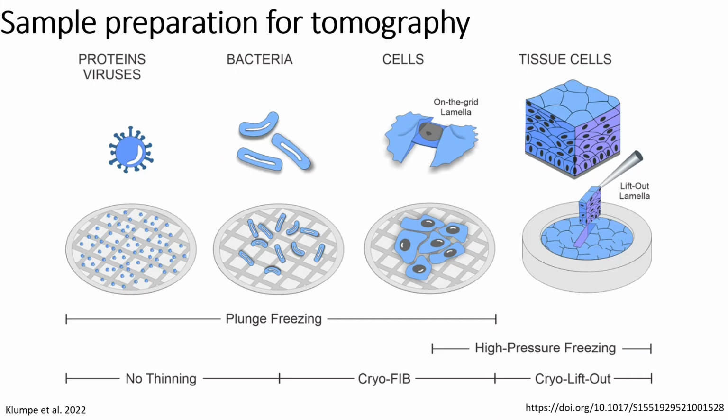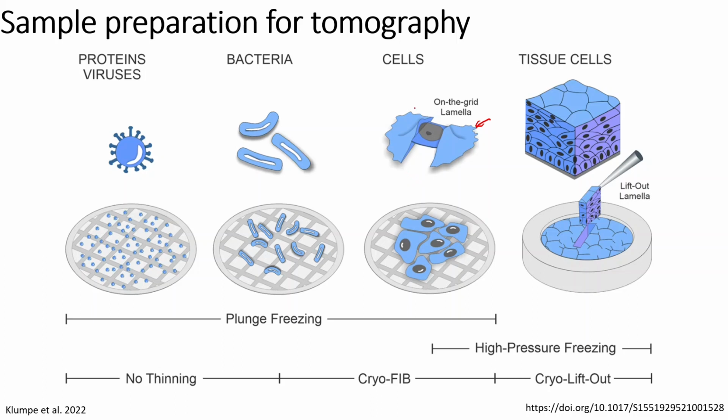This is just to show the same thing more in images. If we have, for example, a virus sample or a protein sample, we can plunge freeze it, don't need any thinning, and we can use it for electron tomography. That's the same for many of the bacteria, which are thin enough for the acquisition process. Yet for cells, we can have very thin parts of the cells, like the lamellipodia, that you can use readily after plunge freezing for tomographic analysis.